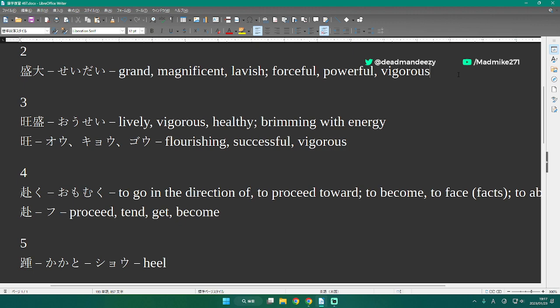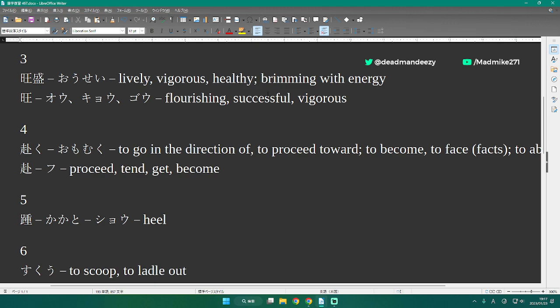Seidai is lavish, grand, or magnificent. Seidai desu. Seidai. Grand, lavish, or magnificent.